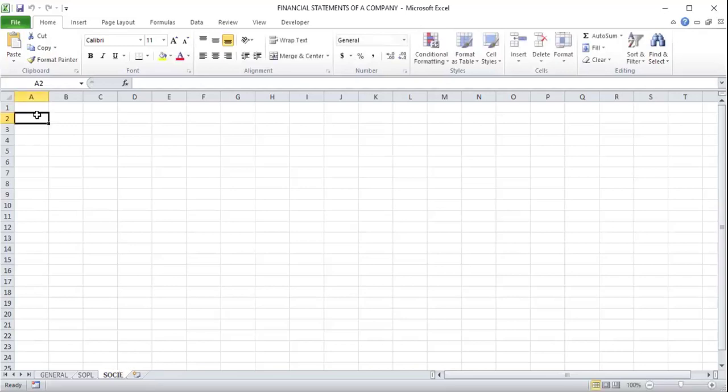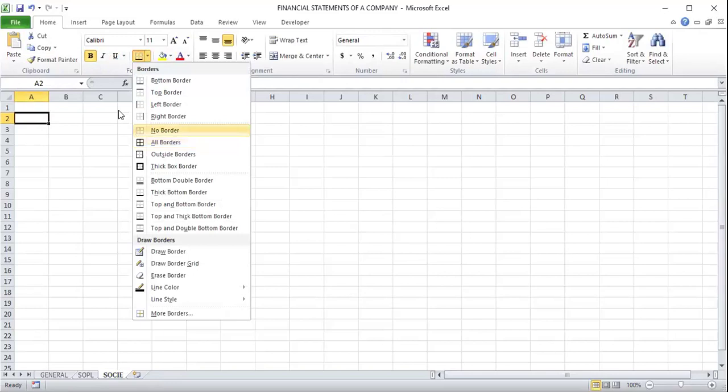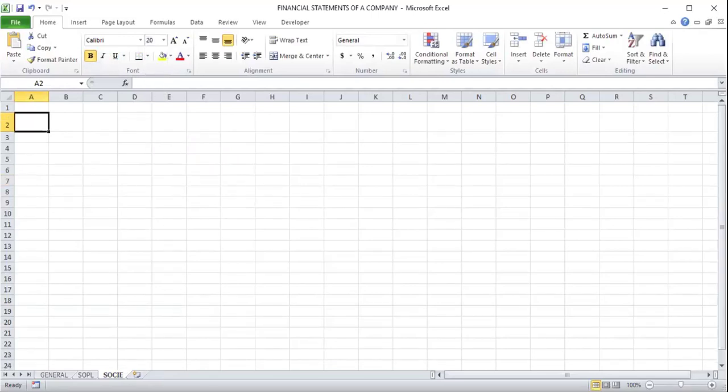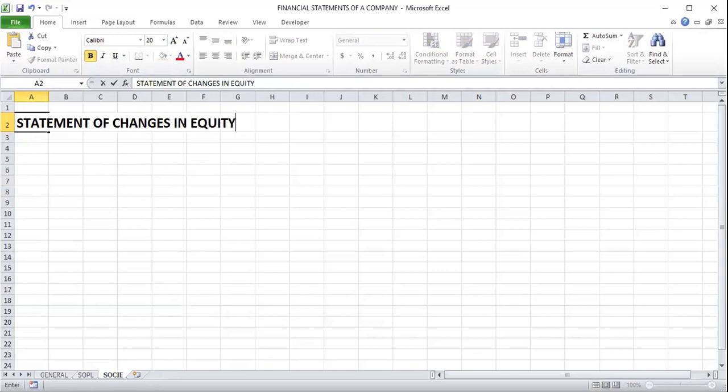Right. There will be a major difference between the statement of changes in equity of a company and the ones that we used to do for a sole trader in the partnership. Right. So let me just quickly give you the format. First of all, we start with the heading. A statement of changes in equity is a statement for a year.